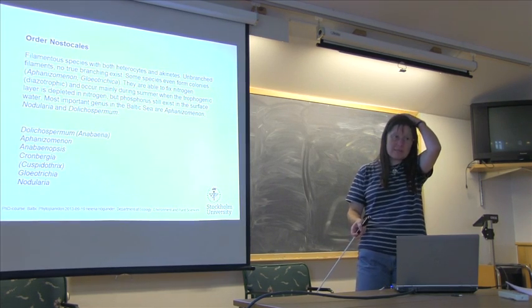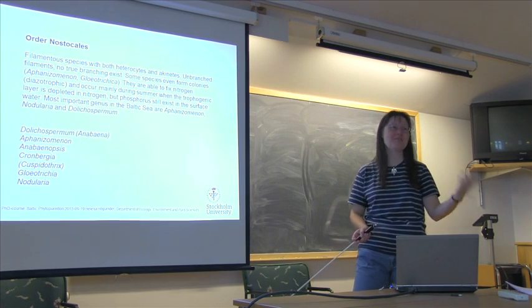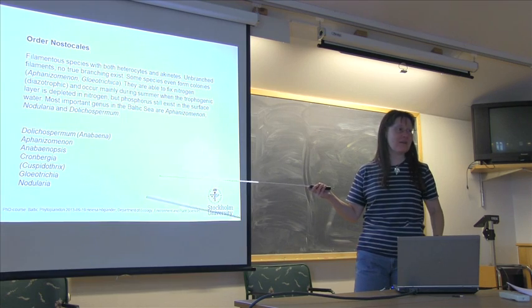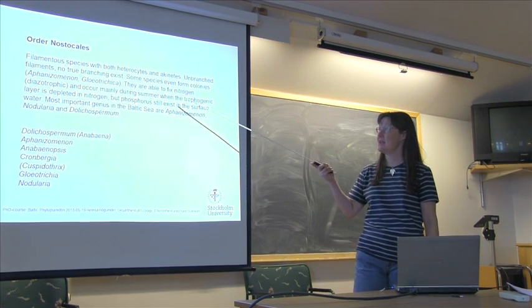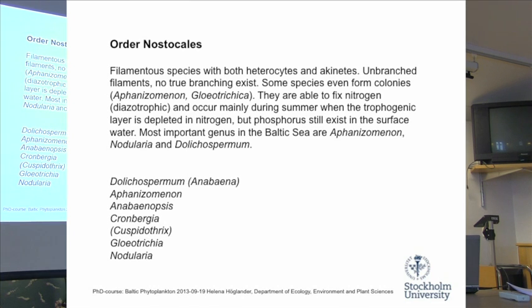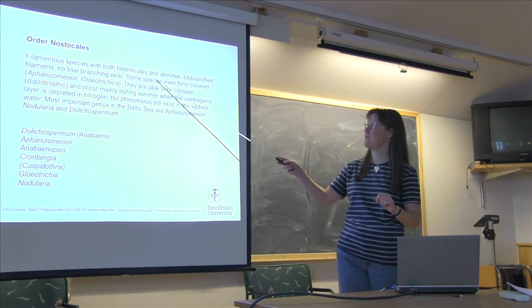And then we have the Nostocales. That's maybe the most interesting part of the cyanobacteria, if you're looking at Nodularia and Aphanizomenon, because here is where you find them. They are also filamentous, and they have these heterocytes and akinetes. Heterocytes are the nitrogen-fixing part of the colony, so they can fix nitrogen during summertime, when there are low amounts of nutrients or nitrogen available in the water. And they have akinetes, that's resting spores.